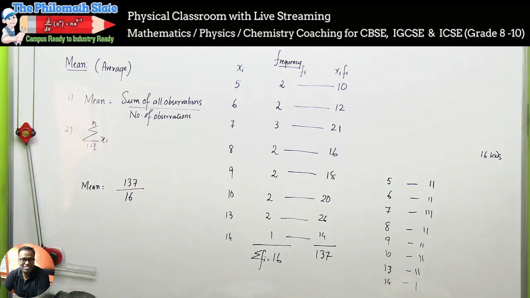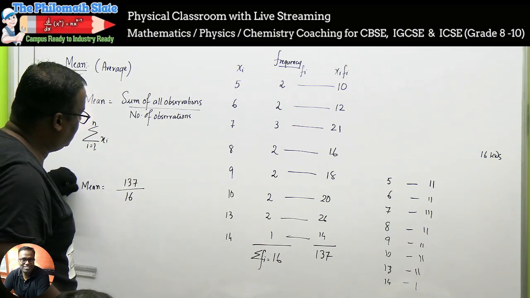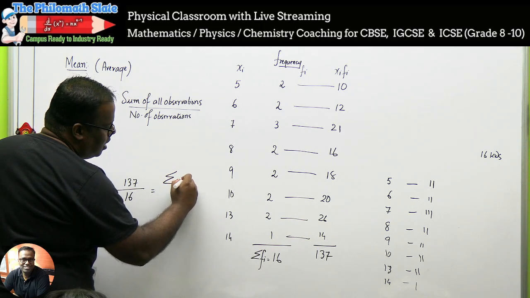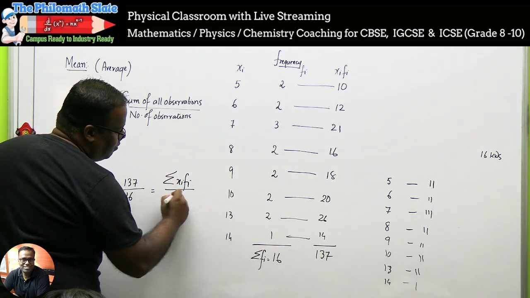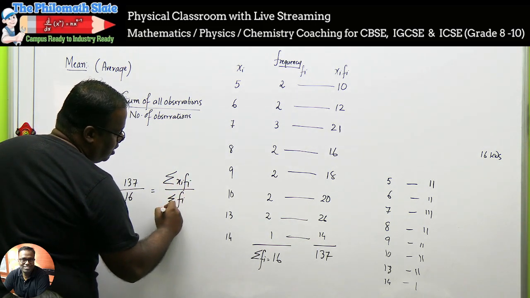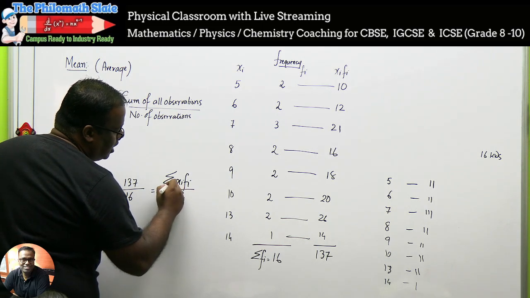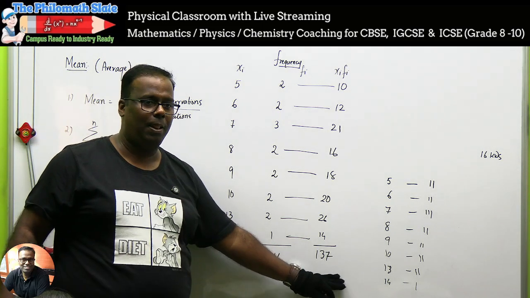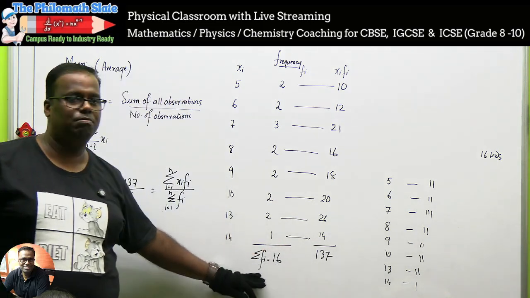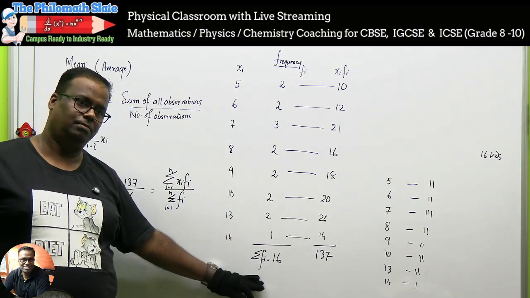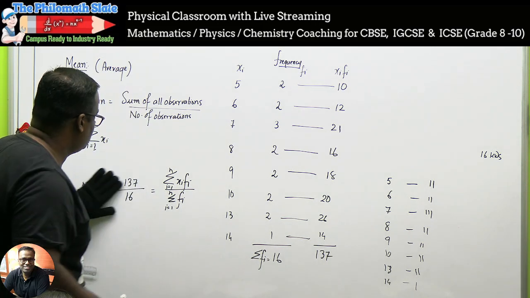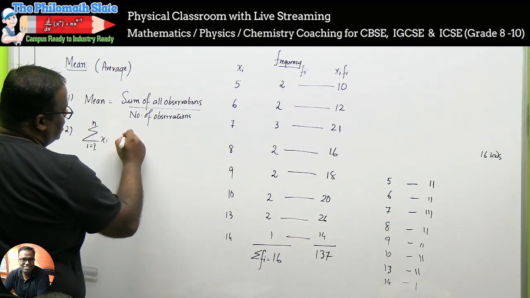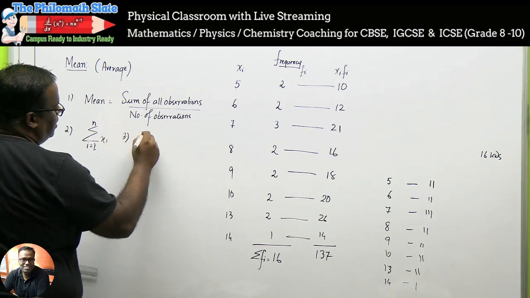What we now need to understand is that we are getting a next formula for the mean, which would be sigma xi fi divided by sigma fi, where i equals 1 to n. This is another formula. Sigma xi fi divided by sigma fi. Clear? Let me erase this. So from here we learned the third formula for the mean.